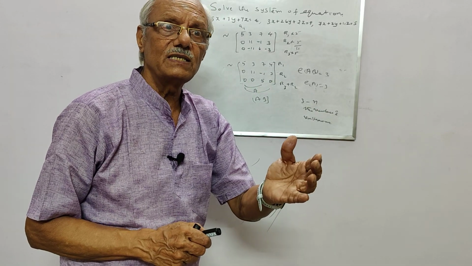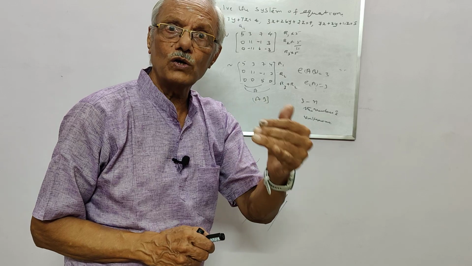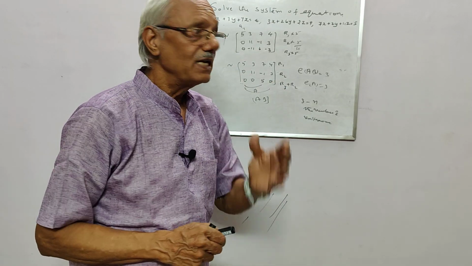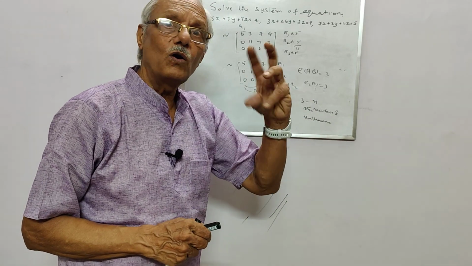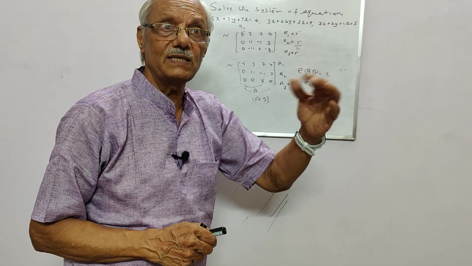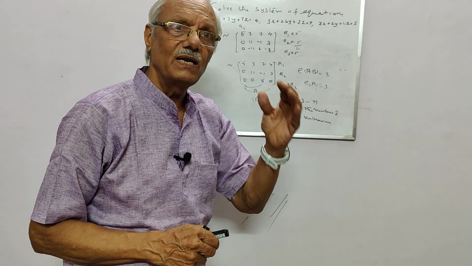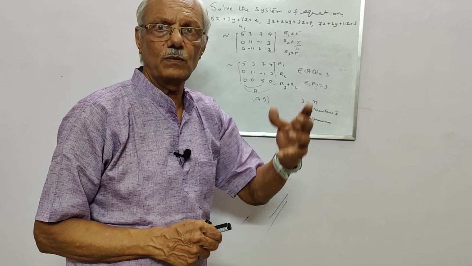Then the rule says that x, y, z, the unknowns, will have a unique solution. Are you able to understand? Now let us see whether we are getting a unique solution. I will take one more problem, a different problem, where you can get an infinite number of solutions. I will take an example for infinite number of solutions some other day.